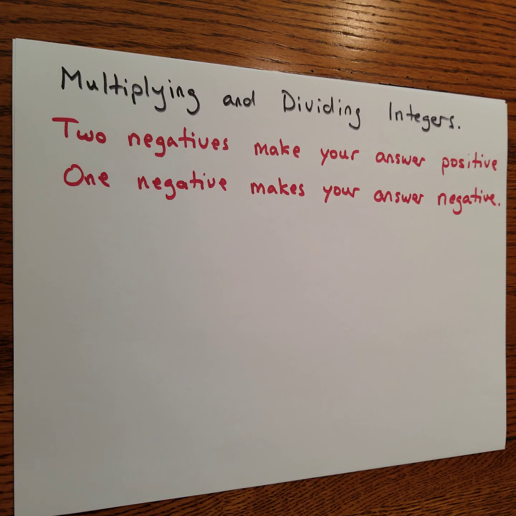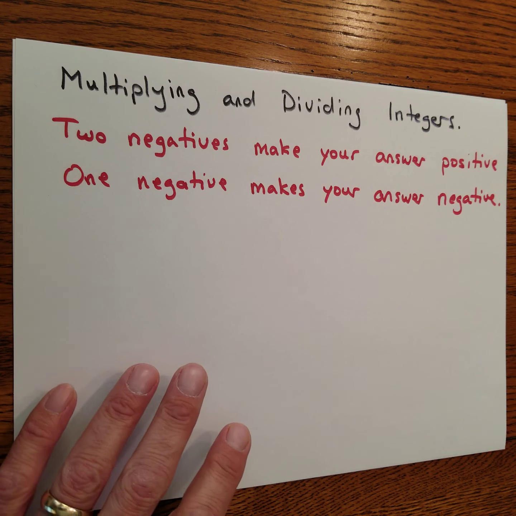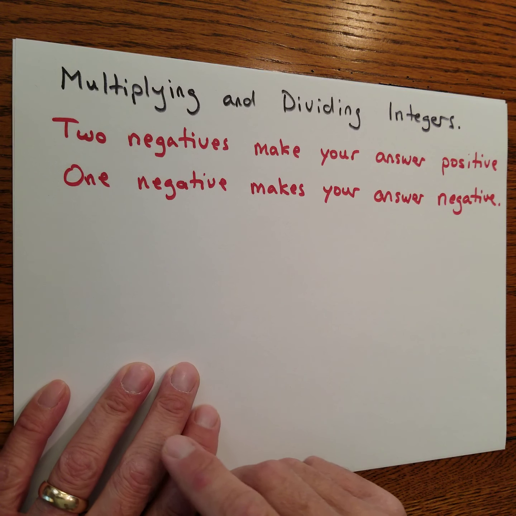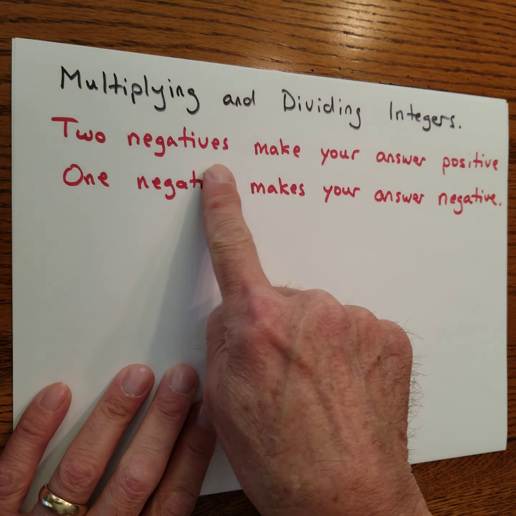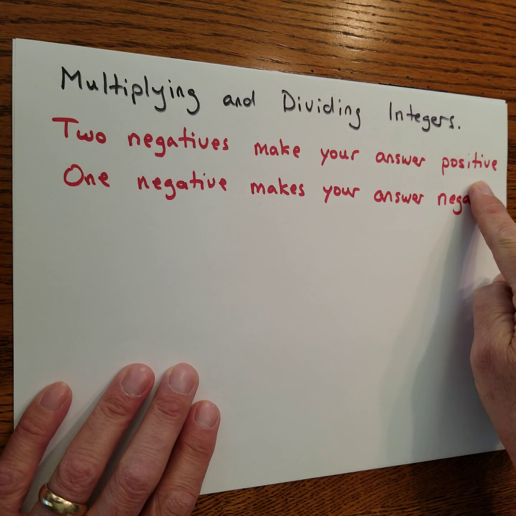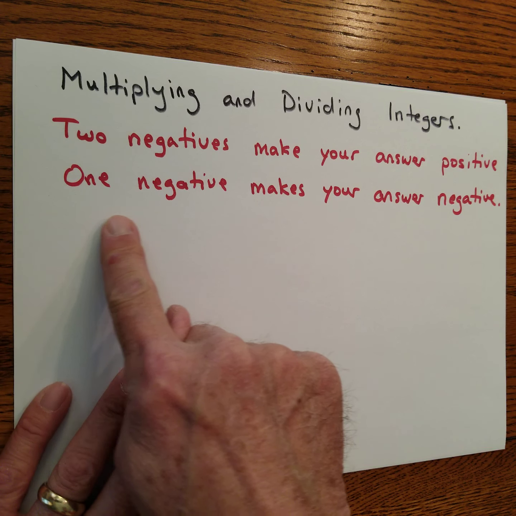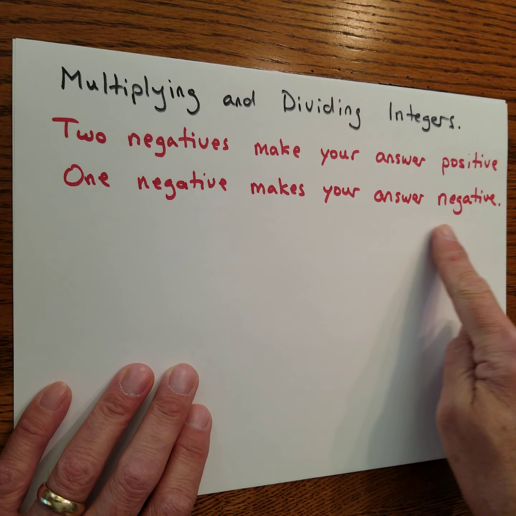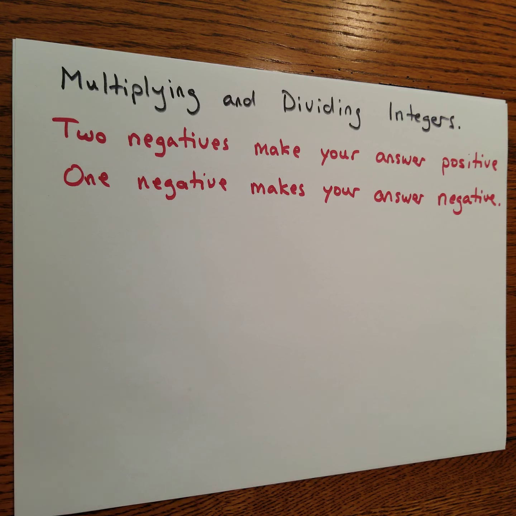One rule that most students remember from past math classes is that two negatives make a positive. That certainly happens when multiplying and dividing integers. When you multiply with two negatives, it makes your answer positive. When you multiply with only one negative, it makes your answer negative.